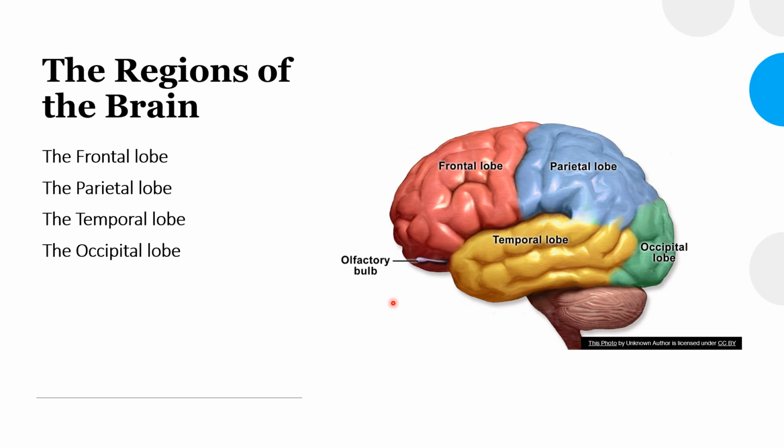Now, if we were to break down the cerebrum, it would be separated into lobes. The frontal lobe, which is the red part here, the parietal lobe is shaded blue, the temporal lobe is shaded yellow, and the occipital lobe is shaded green. Now, each of these lobes has specific functions to carry out so that we as humans may be able to thrive and function. So the next couple of slides will cover the location and functions of each of these lobes.